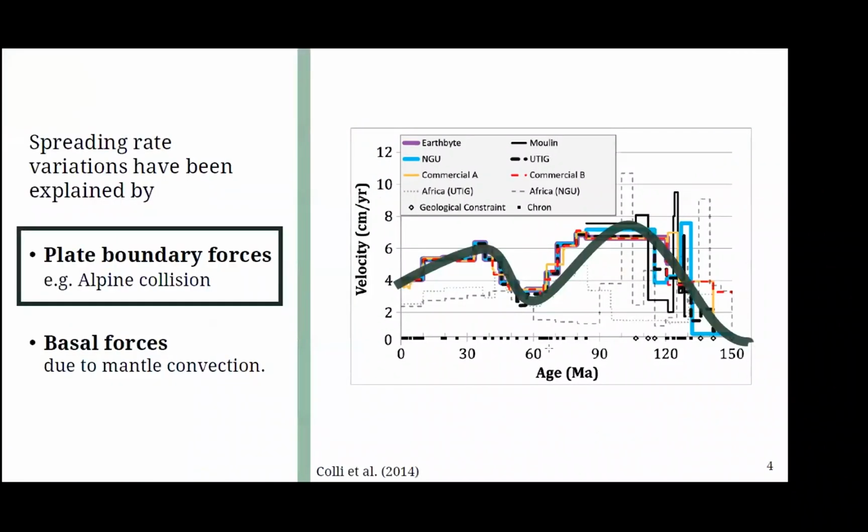A mechanism that has usually been invoked to explain such variation in velocities is plate boundary forces.